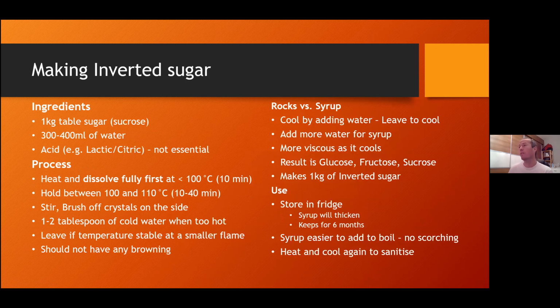So first of all, we're going to look at inverted sugar. So this is purely making sugar that's inverted from sucrose to dextrose and fructose, what we were talking about. I go for a 1 kilogram recipe. You usually dissolve that in 300 to 400 milliliters of water. You can add an acid because it actually happens faster in an acidic environment, but usually the sugar itself creates enough acid for it to happen anyway.